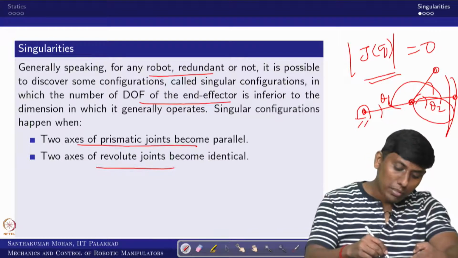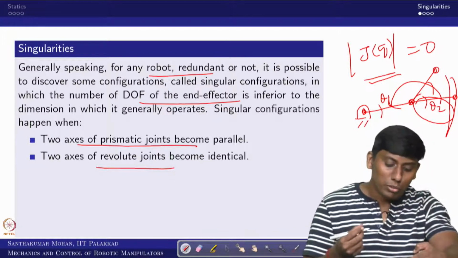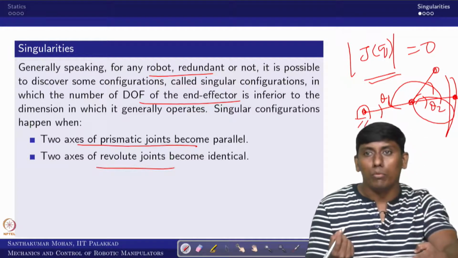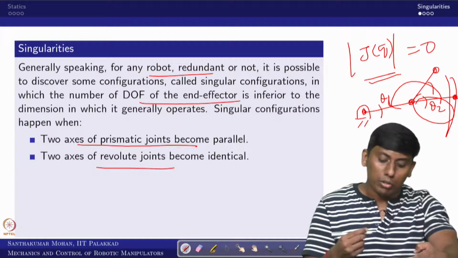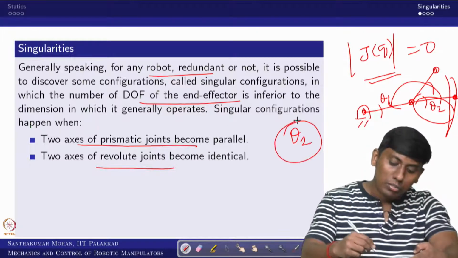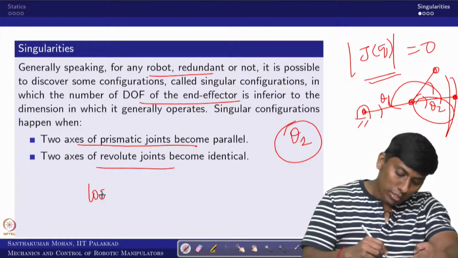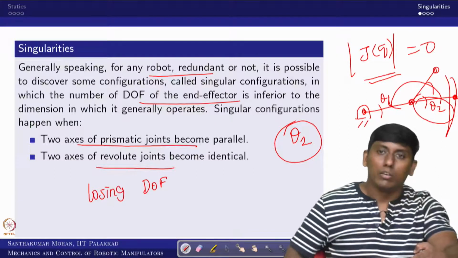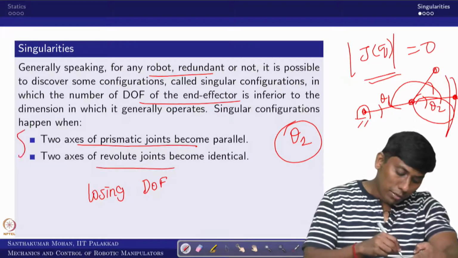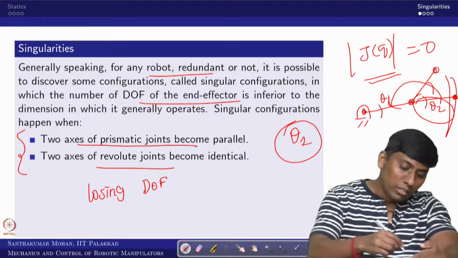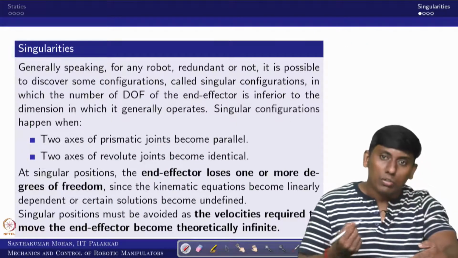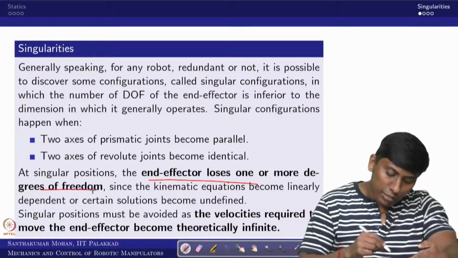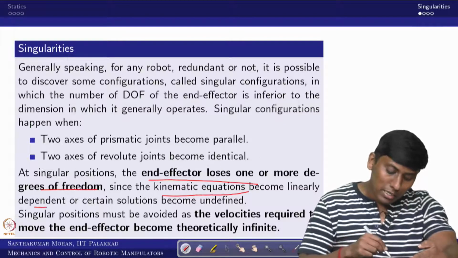So what happens is the end effector would be inferior in dimension. If you want to write it, this would be a function of only theta 1, right? You are losing theta 2, in other words you are losing a degree of freedom. One or more you are losing, due to some situation. So now you can see that the end effector loses one or more degrees of freedom since the kinematic equations become linearly dependent.